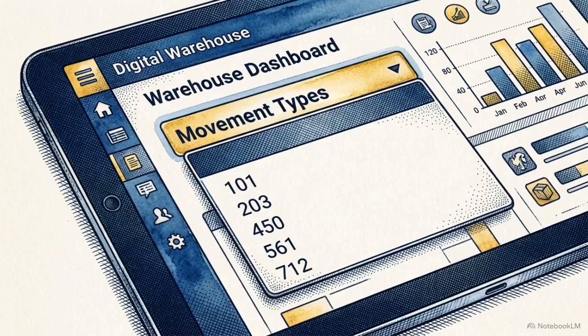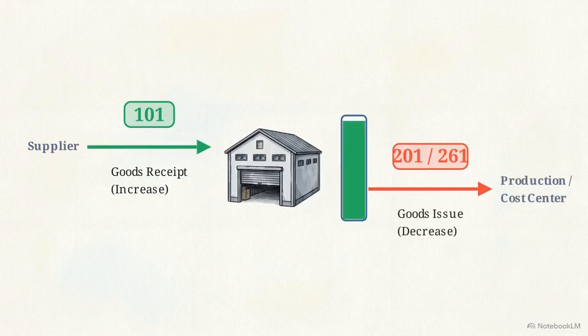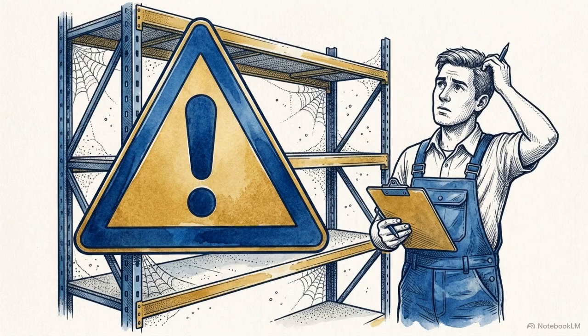To tell SAP exactly how to adjust the inventory logic, MIGO relies on 3-digit codes called movement types. A goods receipt uses movement type 101, which tells the system to increase stock levels. A goods issue, such as sending materials to production, uses codes like 201 or 261 to decrease the count. Selecting the wrong movement type in MIGO results in incorrect inventory counts, which can lead to production delays or unnecessary reordering.